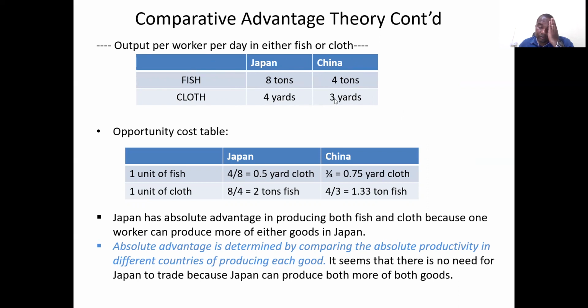But in actual fact, when we reason in terms of comparative advantage, there is everything to gain in a situation like this. So to calculate or to deduce the direction of specialization of the two countries, Japan and China, in terms of these two commodities, fish and cloth, we need to compute what is known as the opportunity cost ratio. But if the opportunity cost ratio table has already been calculated for you, you just need to reason from that table.